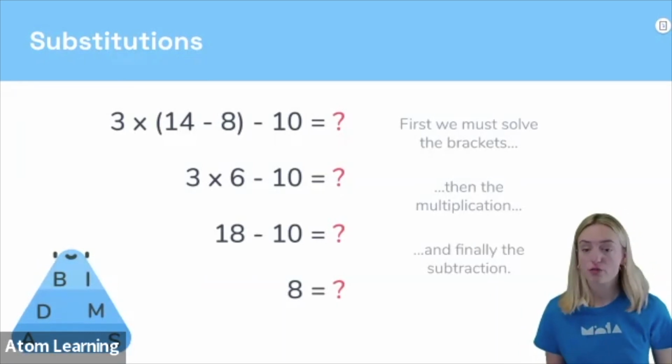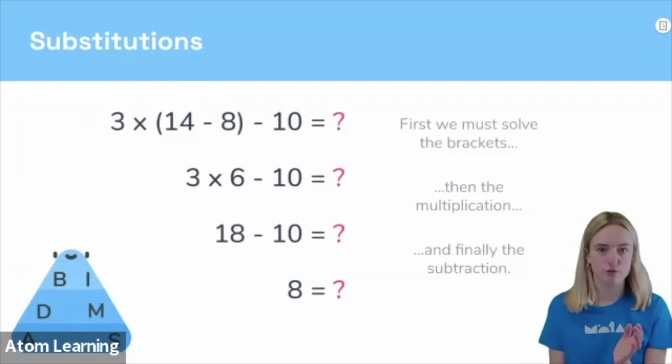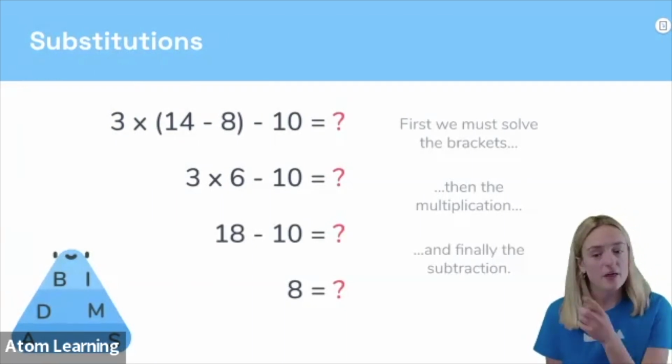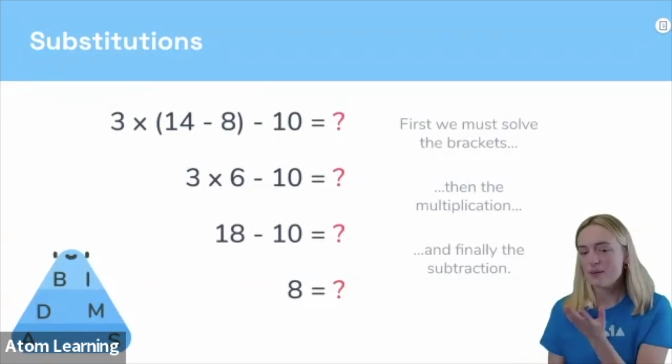So we've got 3 times (14 minus 8) minus 10. Let's do the 14 minus 8. That's equal to 6. Then we do 3 times 6, which is 18, minus 10, which is 8.